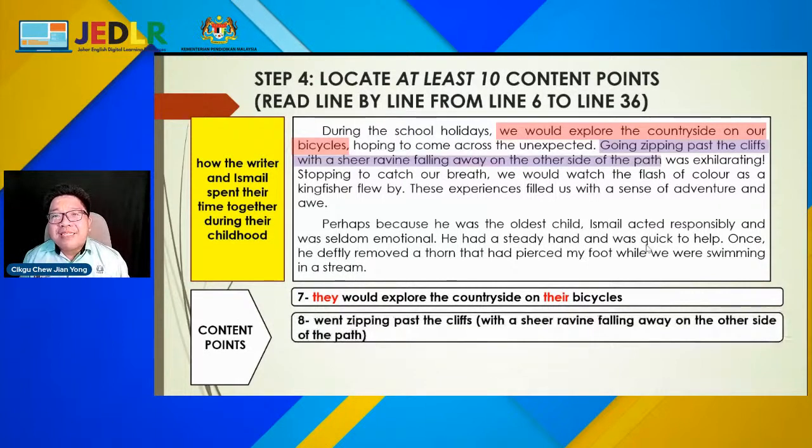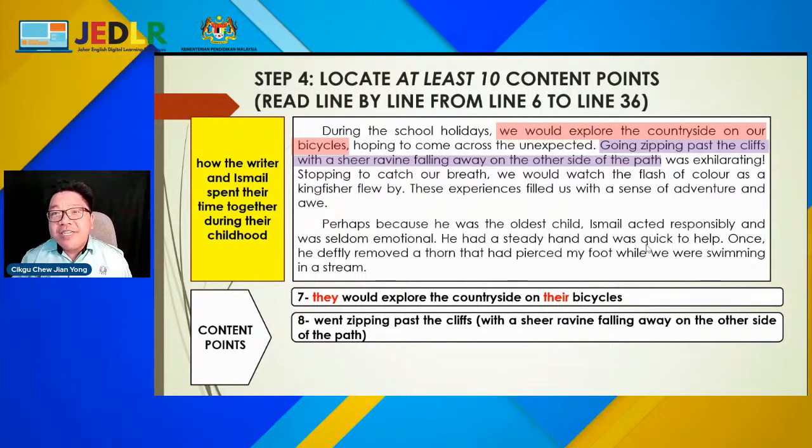When zipping past the cliffs. Okay, why did I change going to when? Because the second part was exhilarating, the feeling was very exciting. We are not interested in the feeling. We are interested only in the action and the activity. So if you just copy from going to path, the sentence will be hanging. So you have to change going to when. When zipping past the cliffs, again with brackets, with a sheer ravine falling away on the other side of the path, that's optional. So you can choose to write or not to write later.